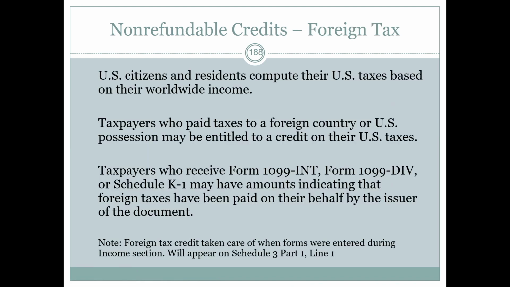Okay, that pretty much wraps up the education credits. And again, the education credits would appear on Schedule 3 according to a specific line. Okay, the next credit we want to talk about is the foreign tax credit. This is a non-refundable credit, which means that it will not put any money in the taxpayer's pocket. It appears on Schedule 3, Line 1.